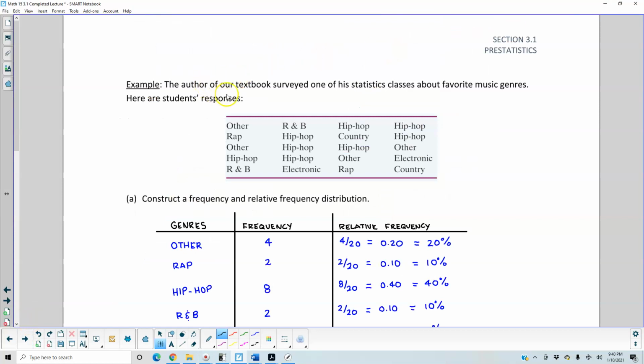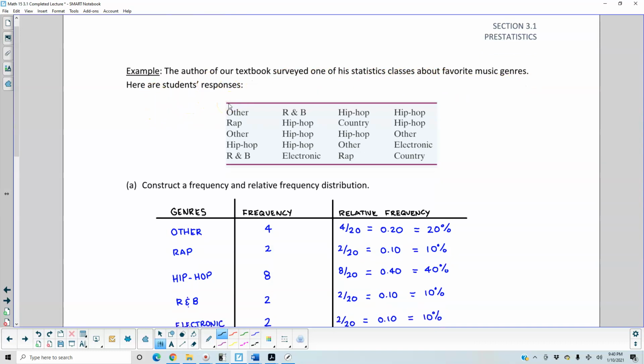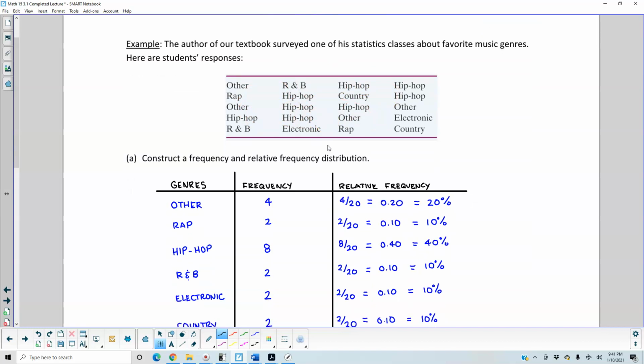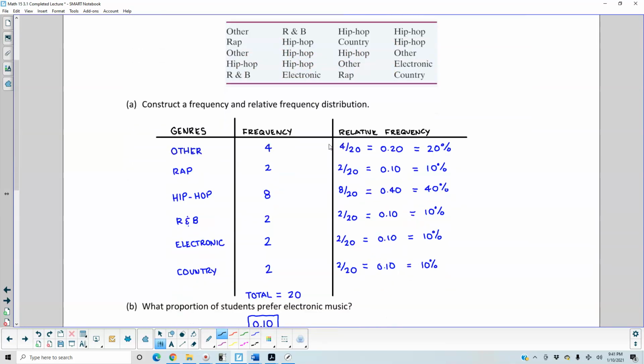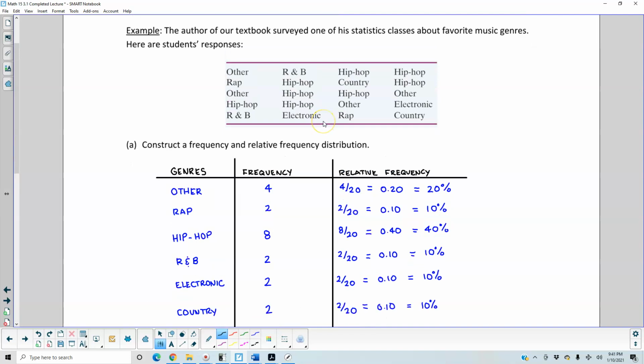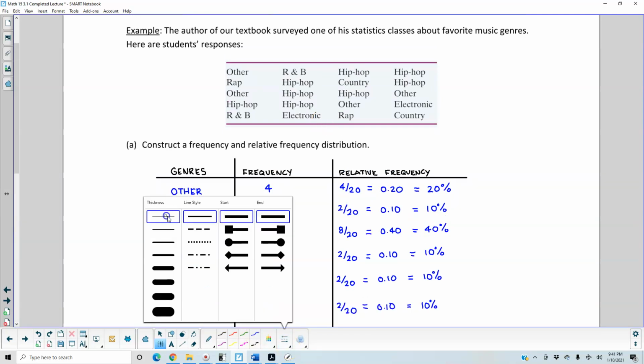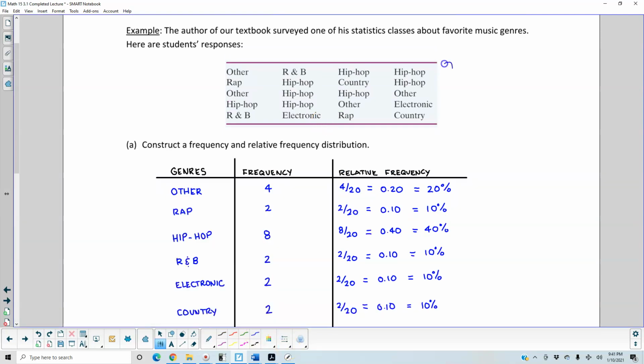Okay, an example. The author of our textbook surveyed one of his statistics classes about favorite music genres. Here are students' responses. We had other, R&B, hip-hop, and so on. So the first thing we want to do is figure out what the total responses are. When we add up the total, the total amount of responses is 20. So we need to know what the total is.